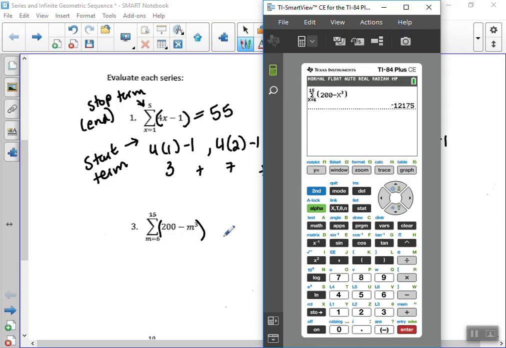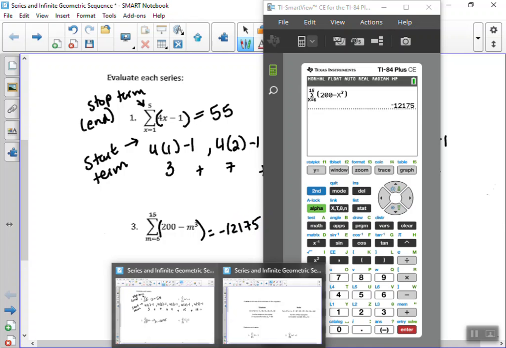And the answer is negative 121.75. That's my answer. Easy? I think so.